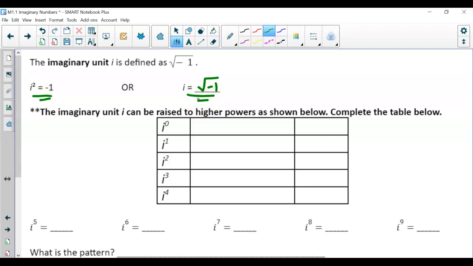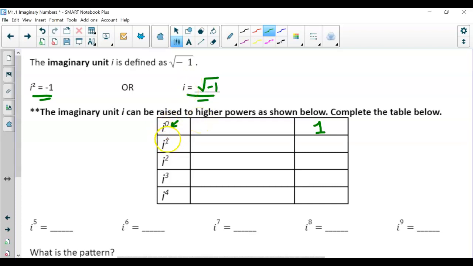Now, if we wanted to go with higher powers, like i to the 0, well, anything to the 0 power is just 1. So even x to the 0, y to the 0, -300 to the 0. Even i, the imaginary unit, to the 0 is 1.